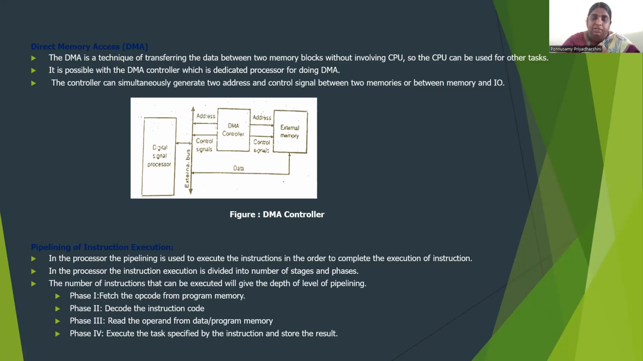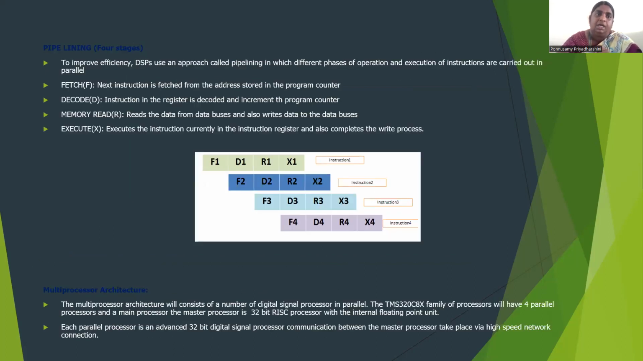Phase one is fetching the opcode. Phase two is decoding the instruction code. Phase three is reading the operand from the data or program memory. And the fourth is executing the task. To improve efficiency, the pipelining will be carried out in a parallel structure.